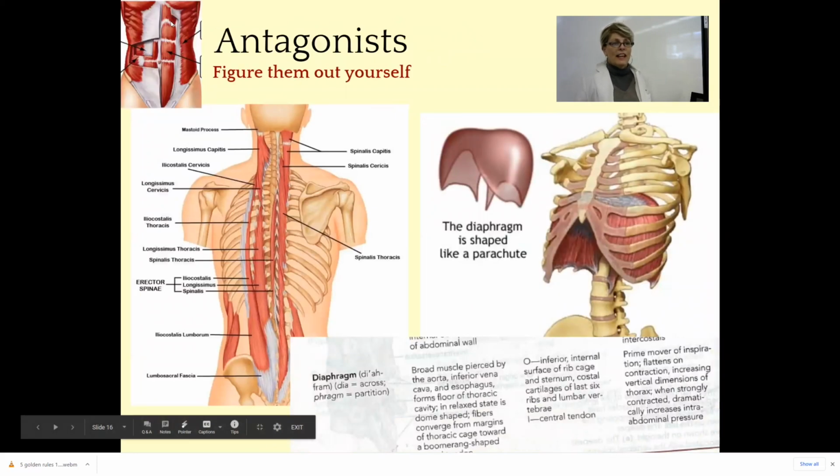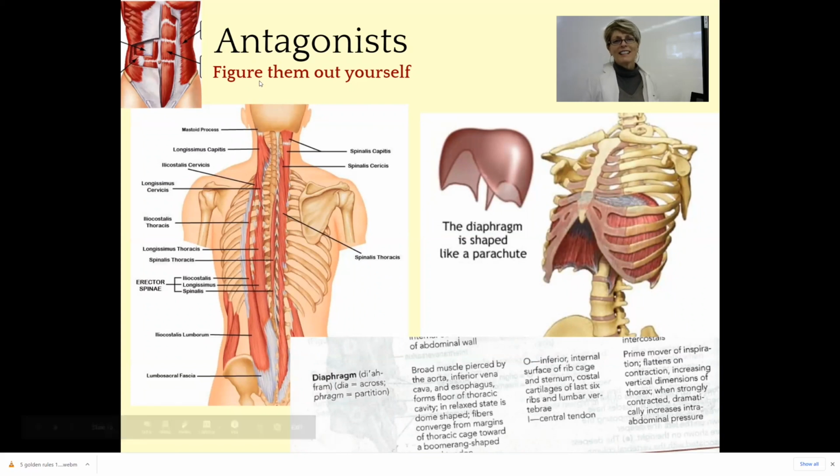To figure out the antagonists, look at the actions of the muscles and then try to think, what does the opposite action? Here are the muscles called the erector spinae that go along your vertebrae. They work at different places to extend your torso back up again. So as a group, the erector spinae muscles are a good antagonist for the whole abdominal group.